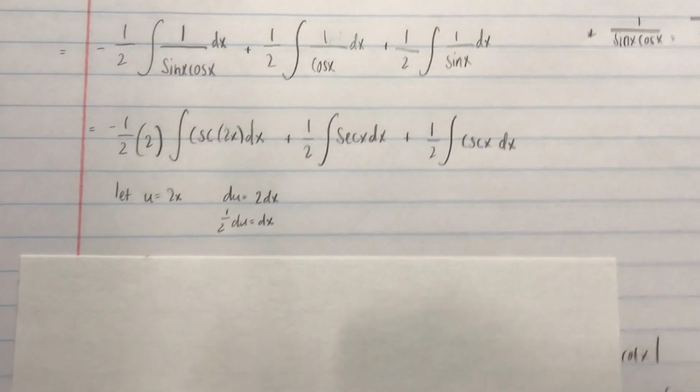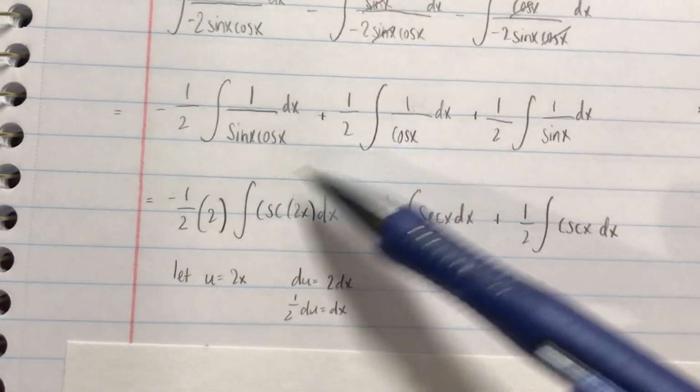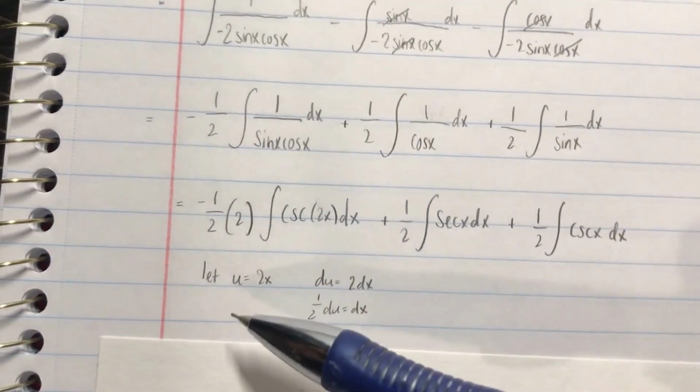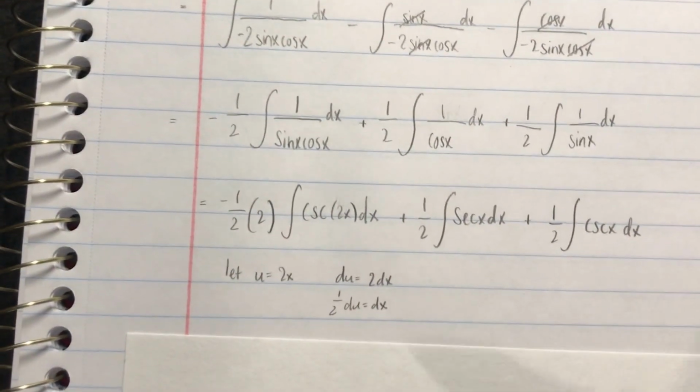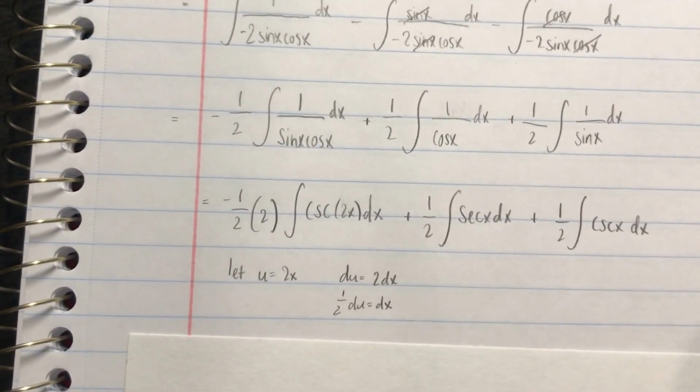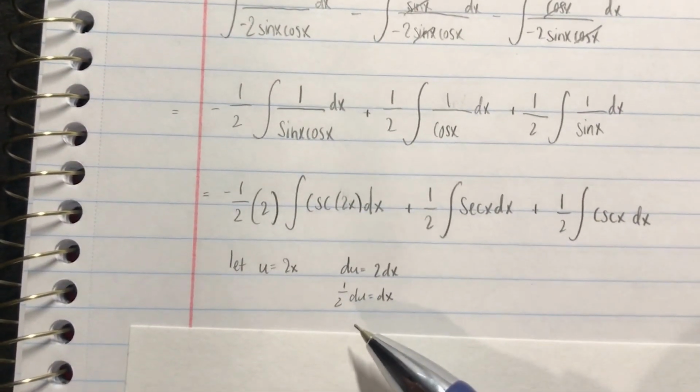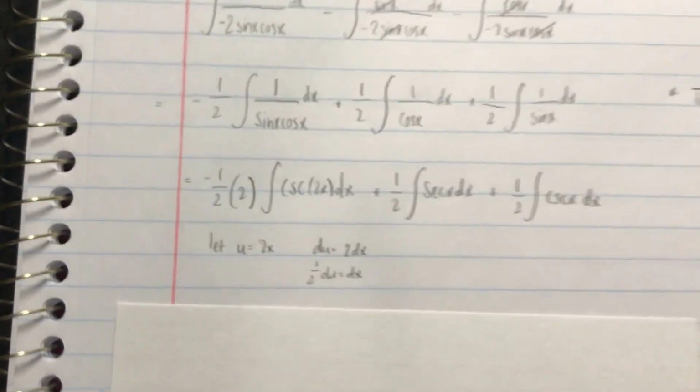Now, we're going to do that u substitution for this integral specifically. We'll let u equal 2x so that the du is equal to 2 dx. We can divide by 2 on both sides and get that 1/2 du is equal to dx.